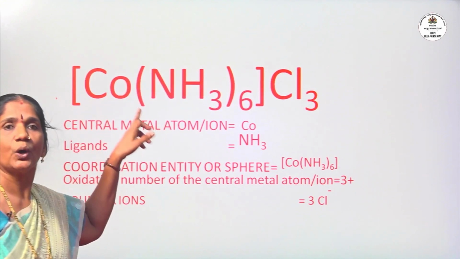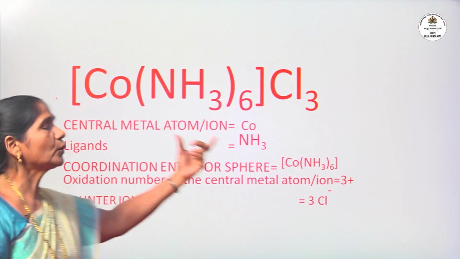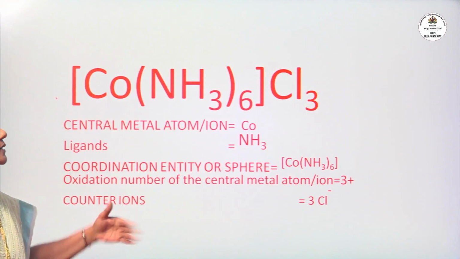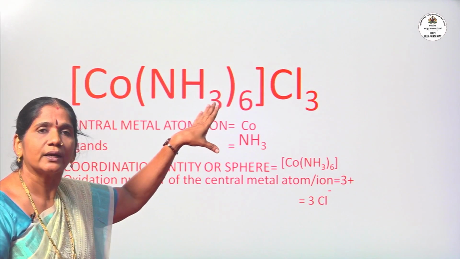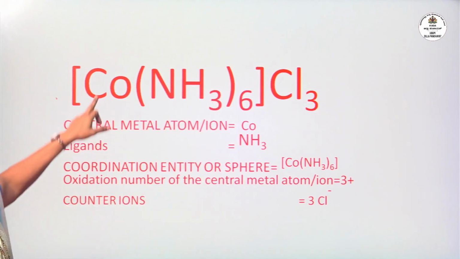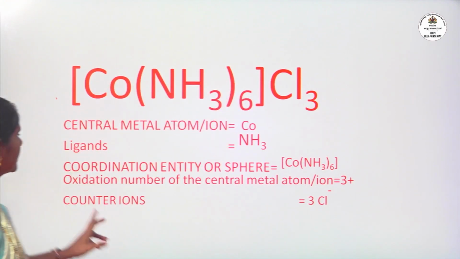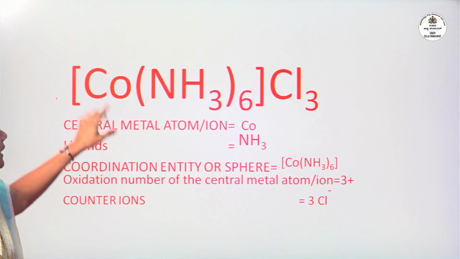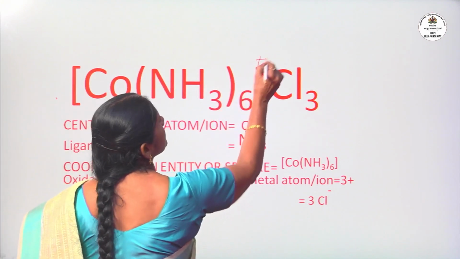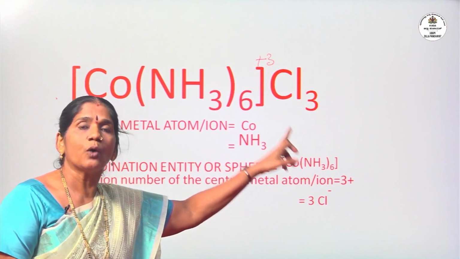The charge on the coordination entity, this complex ion, is neutralized either by positively charged ions or negatively charged ions, depending upon whether the complex ion is positive or negatively charged. And this is the central metal atom. These are called ligands. This is called the coordination entity. Now, in this compound, the oxidation number of cobalt is +3. That is balanced by the 3 counter ions.